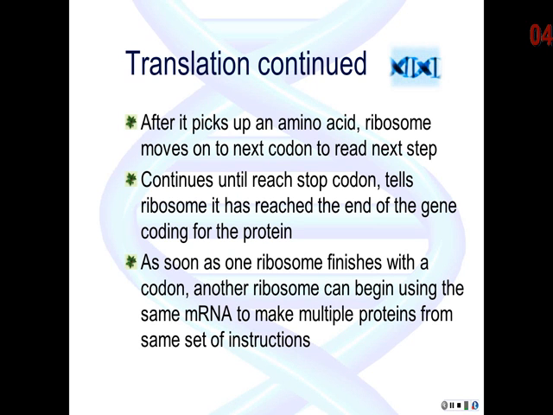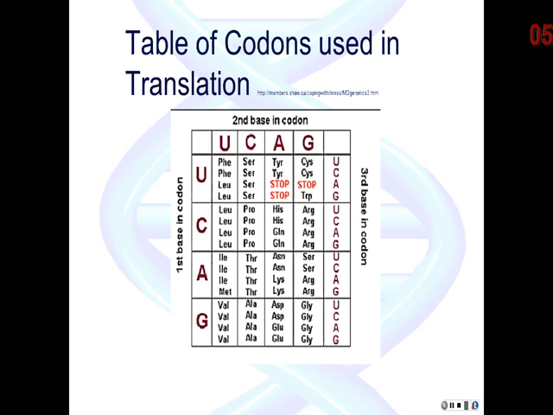This will continue until it reaches a stop codon that tells the ribosome it has reached the end of the gene for the coding protein. As soon as one ribosome finishes with the codon, another ribosome may begin using the same mRNA set of instructions, so multiple proteins can be made from the same set of instructions.